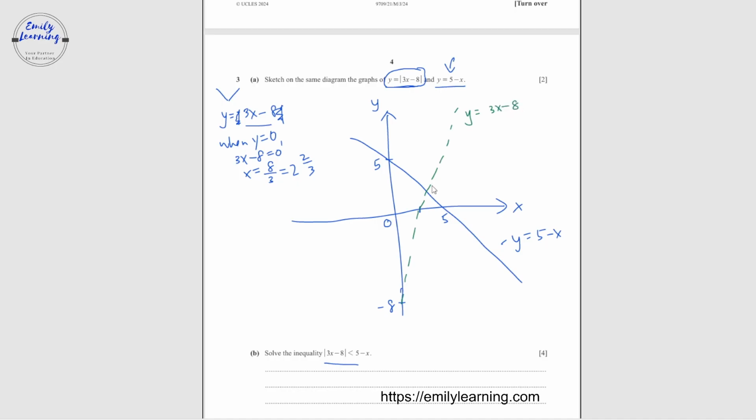But what do we do when we mod? When we mod something, it no longer has any negative value, so the y will not have any negative values. So we need to reflect this portion here that is below the x-axis about the x-axis. So it will look something like this. Correct? So we know that we will have a graph that looks like this.